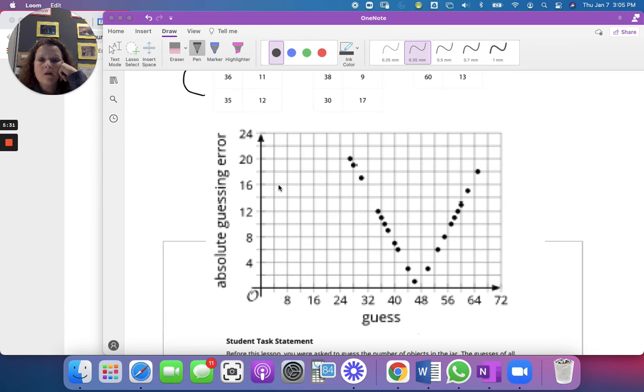All right, so here are all of the points plotted. So, for instance, somebody else guessed 54, which is about right here, and the difference between 54 and 47 is the absolute guessing error. So each value, and the absolute guessing error. So somebody guessed 40, the difference there is 7. Someone guessed 32. No one guessed 32. Somebody guessed 36, and the difference there is 11. So here are the absolute guessing errors plotted.